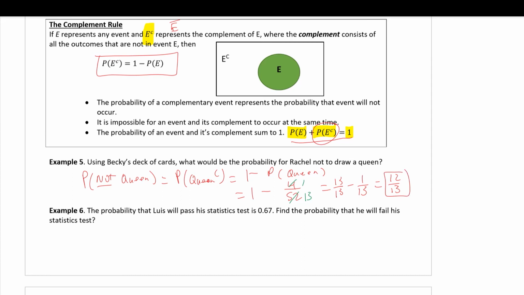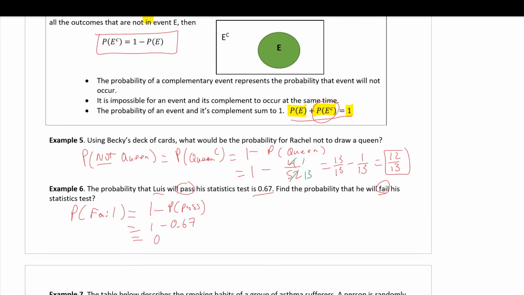All right, so that should make sense, right? If 1 out of 13 cards is a queen, then what's the probability of not getting a queen? Well, 12 out of 13. Next example. The probability that Luis will pass his test is 0.67, so a 67% chance of passing. What's the probability that he will fail his test? The thing we have to recognize there is that passing and failing are complements of each other. So if we're trying to find the probability of failing, that's the complement of passing, so this would be 1 minus the probability of passing. And if we know the probability of passing is 0.67, then the probability of failing will be 1 minus 0.67, which is 0.33.